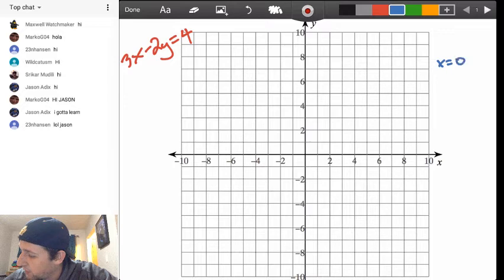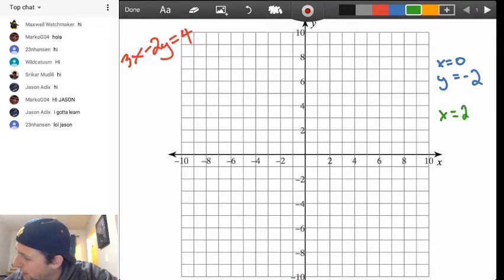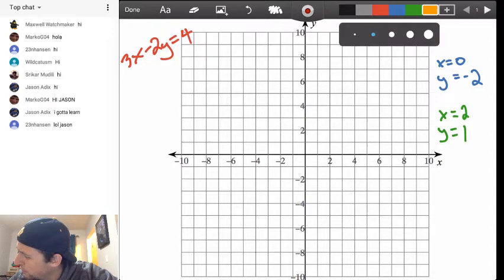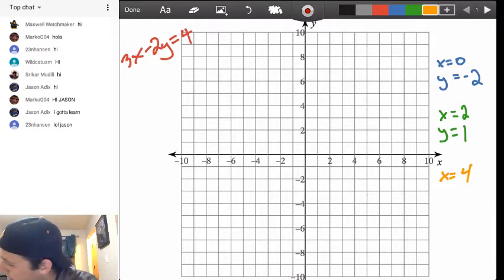y equals -2. It's got to be negative, so we get that positive 4. We could also do x equals 2 and y equals 1. And we could also do x equals 4, y equals 3. Wait, did I do that right? That'd be 12 minus 6. x equals 4, y equals 4. 12 minus 8.